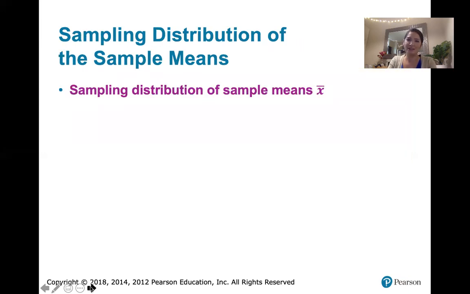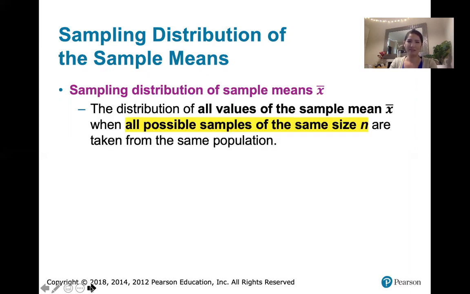So just as a reminder, we talked about sampling distributions of sample means in lesson 6.3. And I just wanted to remind you what that means exactly. The sampling distribution of sample means is a distribution of all values of the sample mean when all possible samples of the same size n are taken from the population.